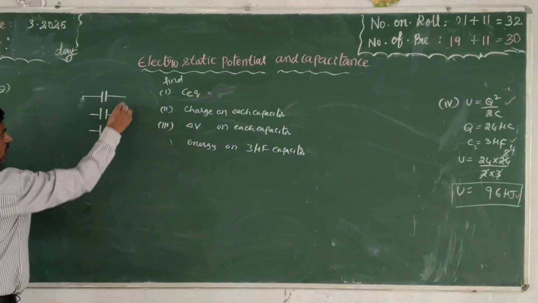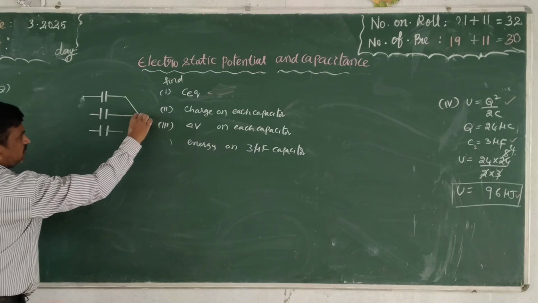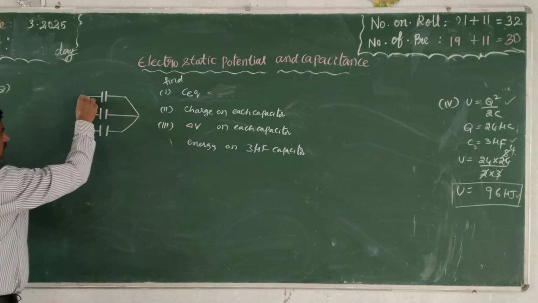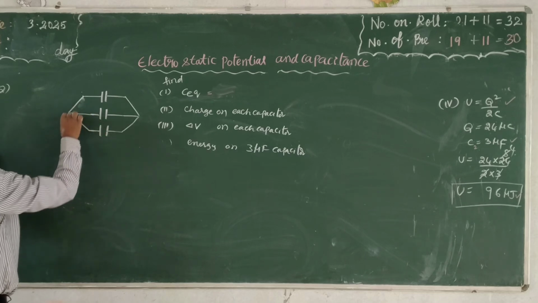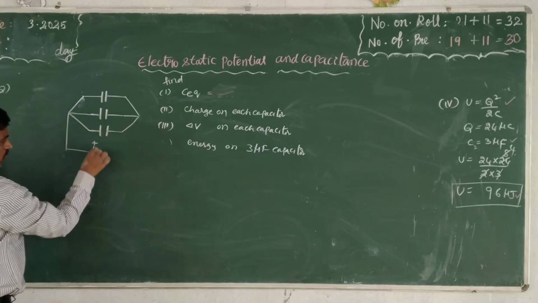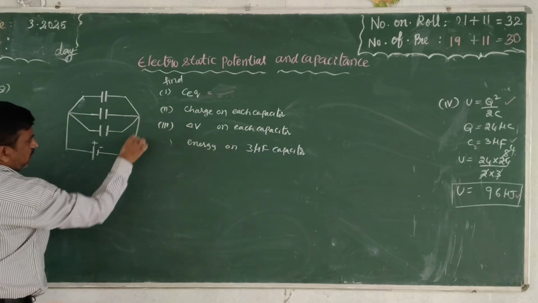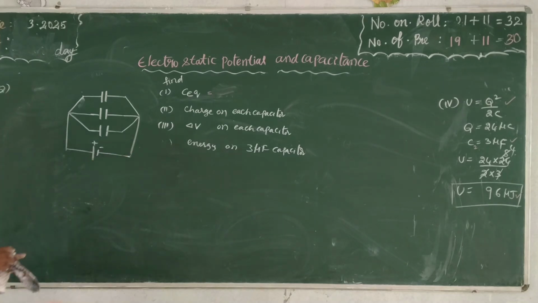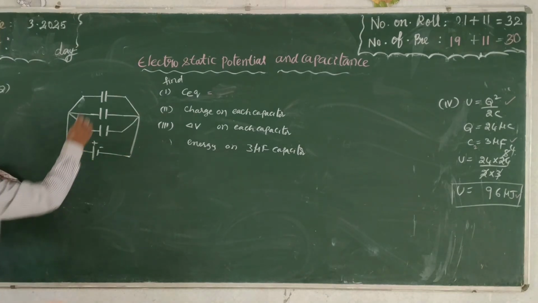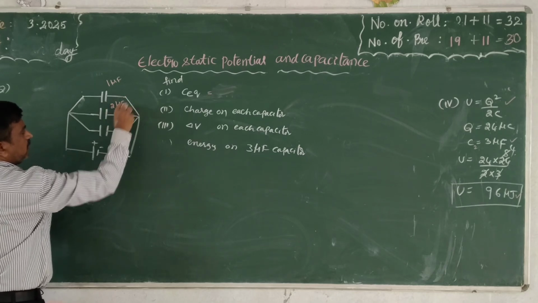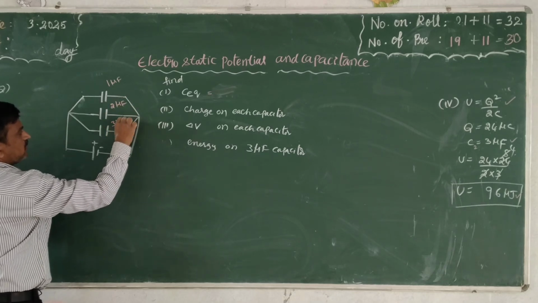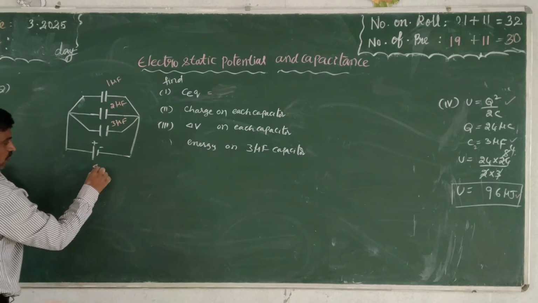Parallel means all the first terminals are connected to a fixed point and all the second terminals are connected to another fixed point. So it is connected to positive and negative. Yes, it is a parallel combination. See here, it is 1 microfarad, 2 microfarads, 3 microfarads, and the potential is 4 volt.